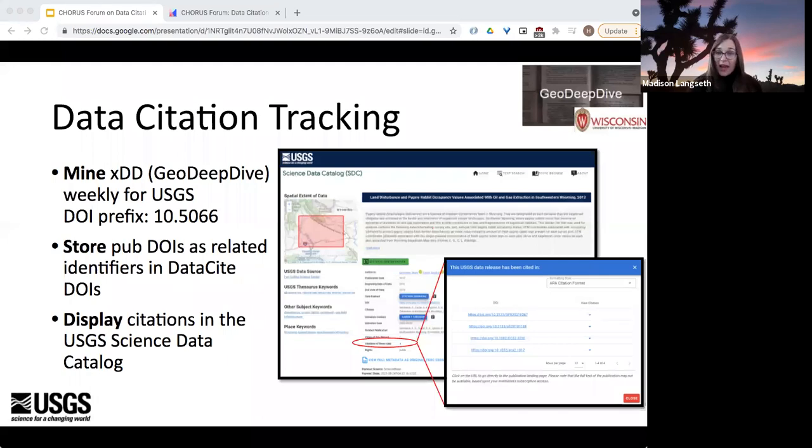We built a Python package called PubLink to help us build relations between data and the publications in which they are referenced. We use PubLink to mine XDD weekly for new references. We store the publication DOI that is referencing the DataCite DOI as a related identifier in the DataCite DOI's metadata. We then display the related citations in the USGS Science Data Catalog, which is our metadata catalog.